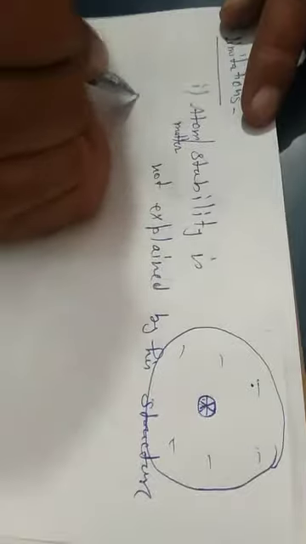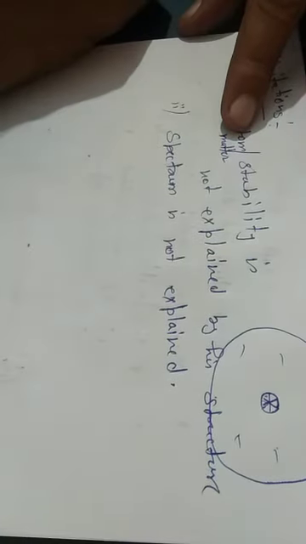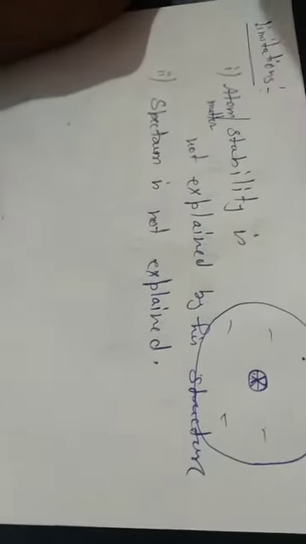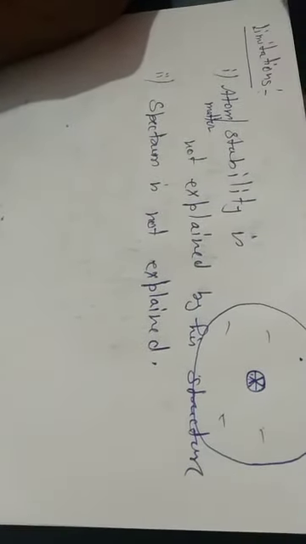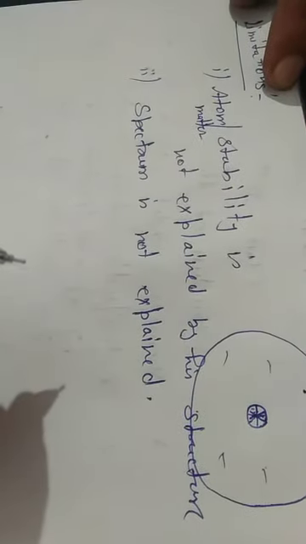Second thing, I told you about the spectrum. Spectrum is not explained by him as well. But he gives a little bit more advantage compared to the Thomson model, because in the Thomson model no nucleus was known, but in the Rutherford model we very well get to know that there is a nucleus inside the atom which carries all the positive charge.